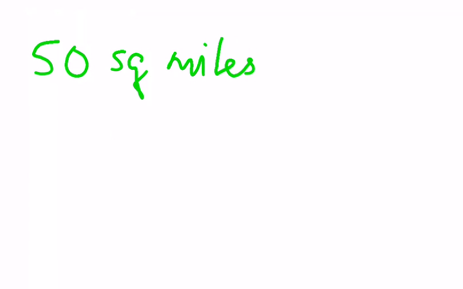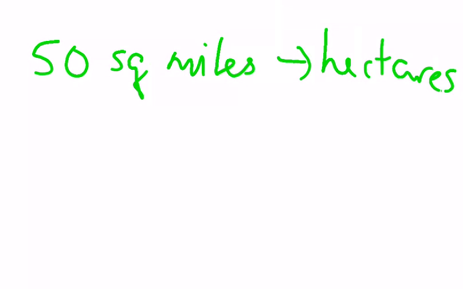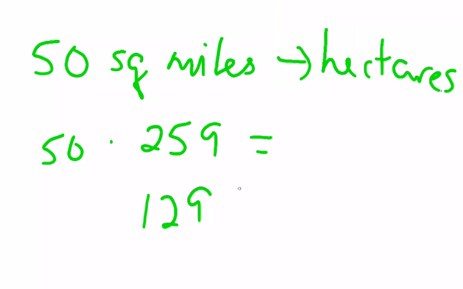Another example, 50 square miles. So this can happen in area and volume as well, and we want to convert that to hectares. And again, hectares is just another form of measurement. On the chart we see that miles to hectares is 259, so we take our 50 square miles times 259, and that is going to tell us how many hectares we have. So we have 12,950 hectares.